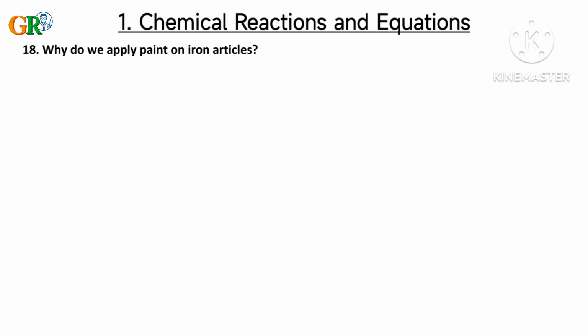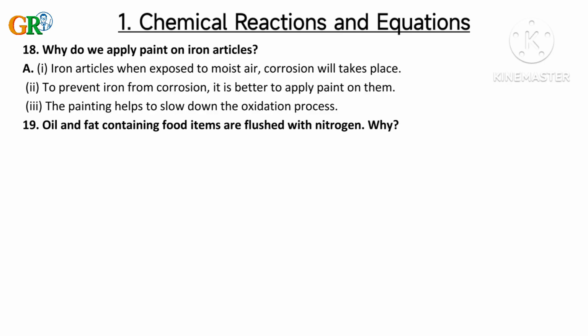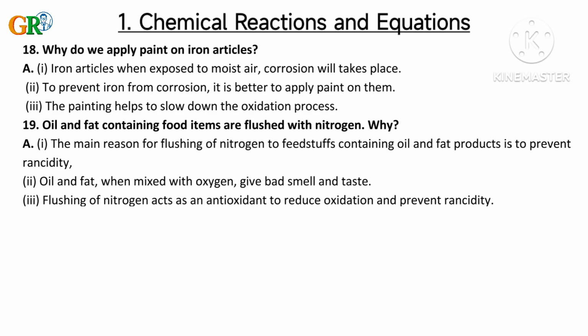18th question. Why do we apply paint on iron articles? Iron articles, when exposed to moist air, corrosion will take place. To prevent iron from corrosion, it is better to apply paint on them. The painting helps to slow down the oxidation process. 19th question. Oil and fat containing food items are flushed with nitrogen. Why? The main reason for flushing of nitrogen to foodstuffs containing oil and fat products is to prevent rancidity. Oil and fat, when mixed with oxygen, give bad smell and taste. Flushing of nitrogen acts as an antioxidant to reduce oxidation and prevent rancidity.